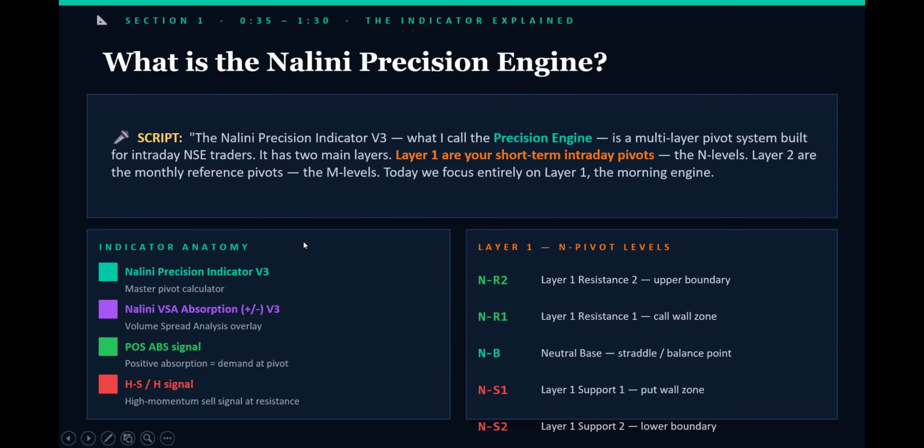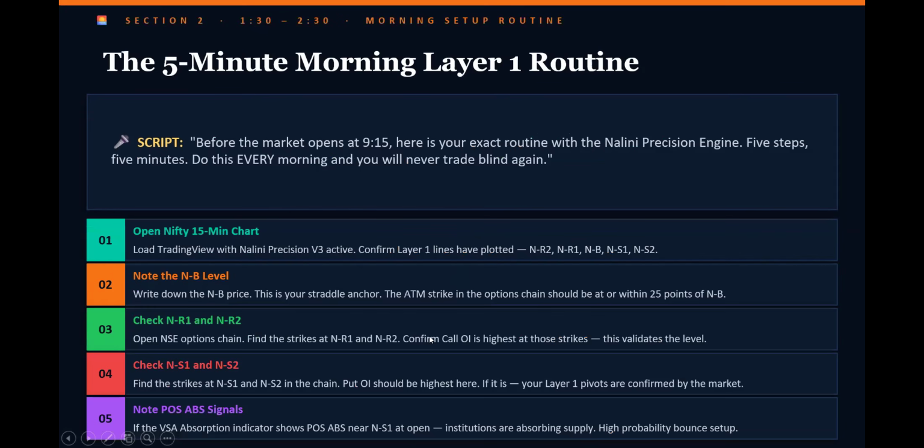Today I am going to focus on only the morning layer 1 engine. Later we can go for the noon engine. I am not going to talk about the noon pivots. Here in this indicator, in layer 1, R2 is the upper boundary. Layer 1 is the resistance call zone. That is what is matching here. Neutral base, straddle balance point. Neutral layer 1 support, Nalini Precision Engine S1 and S2. These are the boundaries.